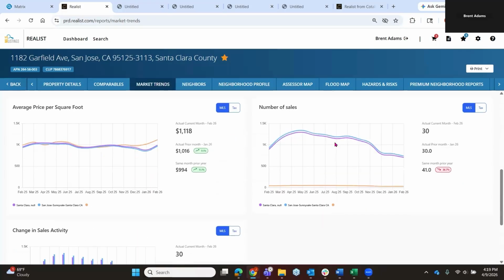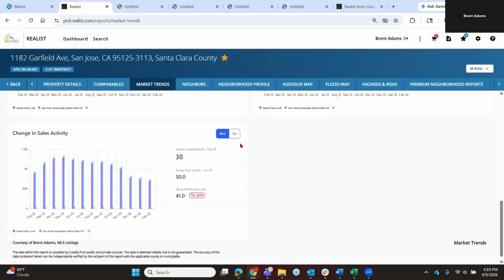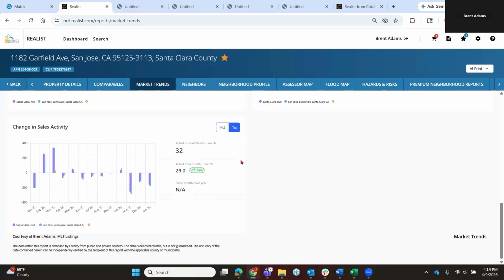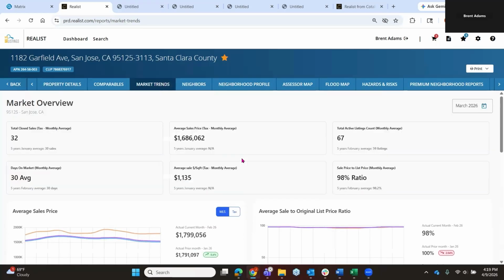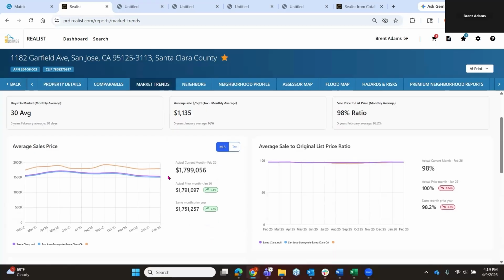Average price per square foot, number of sales, and even change in sales activity are all available for you here too. And don't forget, if you want to look at other months, if I want to go back to February and see what was going on then, you're going to see maybe a little bit fewer sales. Of course, we're all in that area where we're going to start ramping up and selling some more properties around this time of year.